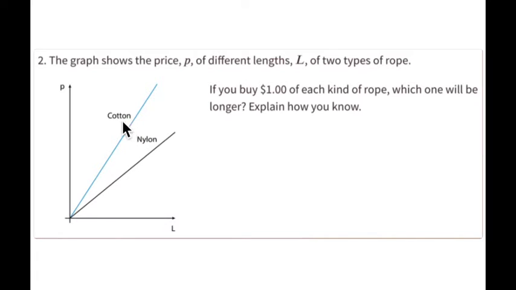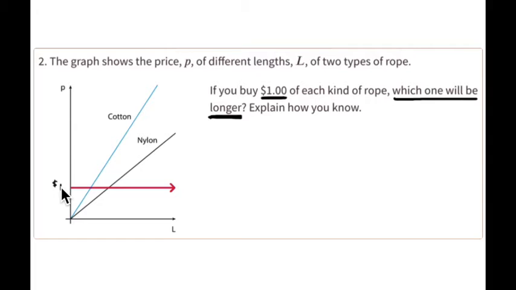So you have cotton rope. This is the price on the y-axis. So how many dollars? How much does it cost? And this is the length on the x-axis. And it says if you buy $1 of each kind of rope, so that's going to be the same price. So $1 of each kind of rope, which one will be longer? Explain how you know. So let's look at $1.